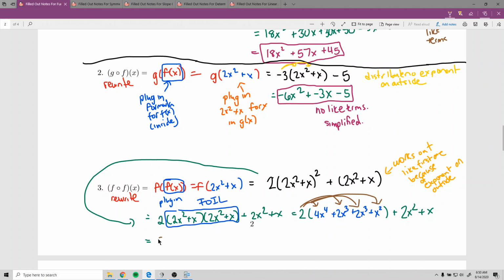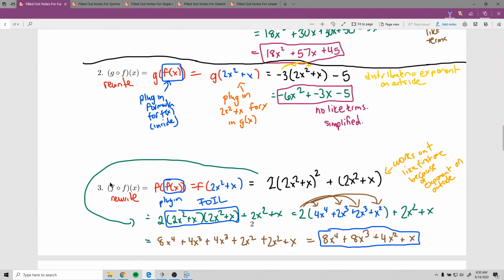So 2 times 4x to the 4th is 8x to the 4th, plus 2 times 2x cubed is 4x cubed, plus 2 times 2x cubed is 4x cubed, plus 2 times x squared is 2x squared. Then we bring the 2x squared plus x along with it, and combine our like terms just like last time. We get 8x to the 4th plus 8x cubed, and 2x squared plus 2x squared gives us 4x squared, plus x. And that is our final answer.